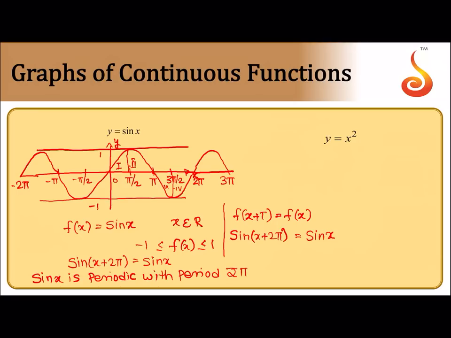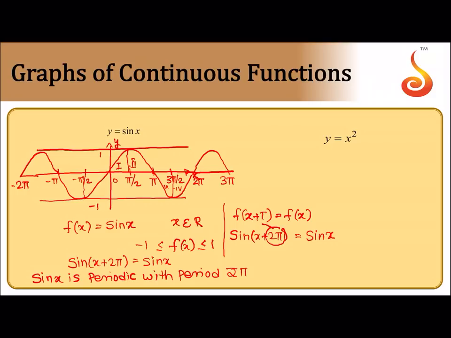So the maximum value of sine x is 1, the minimum value is minus 1. First quadrant, second quadrant, third quadrant, fourth quadrant. So positive values and negative values. After 2 pi, again it is repeating. Therefore, it is periodic. What is the definition of periodicity? f of x plus t equal to f of x. Sine of x plus 2 pi equal to sine x. This 2 pi is the value of t. This is the graph of sine x.